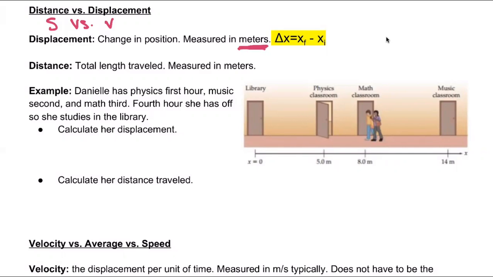The equation we're going to use for this is delta x equals xf minus xi. If you remember from chemistry, this delta, or that little triangle, really just means change. And x in physics means position. So delta x just means my change in position. We're going to take our final position minus our initial position.